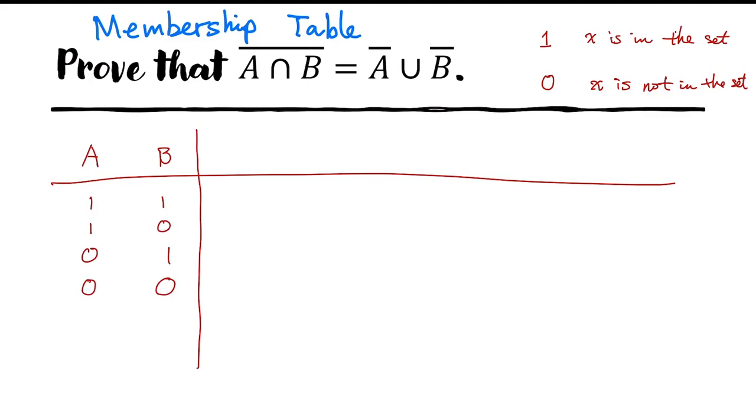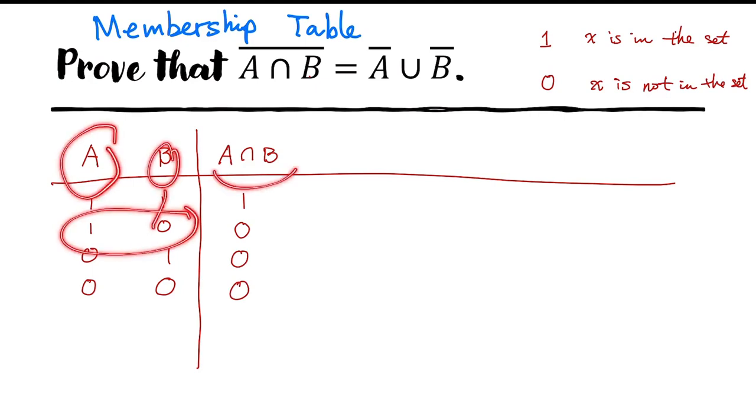Now to compute (A intersect B)'s complement, we need to look at A intersect B. In order to be in A intersect B, your element needs to be in both sets, both set A and set B. So if you look at here, you need to have an element in both set A and set B, so it needs to be both 1. Now, if the element is not in both set A and set B, then it's not in A intersect B. So it's not in here, here, and here. So you have 0 everywhere else. Because if you look at the second row, it's in A, but not in B, so it cannot be in the intersection.